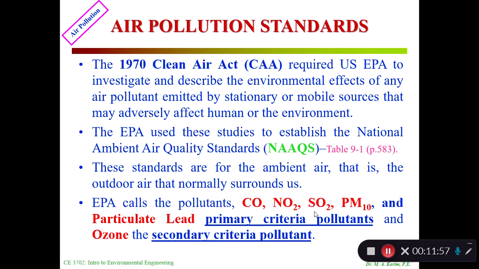EPA calls the pollutants carbon monoxide, nitrogen dioxide, sulfur dioxide, PM10, and particulate lead the primary criteria pollutants, and ozone the secondary criteria pollutant. Primary criteria pollutants are directly generated from the source as they are, and a secondary one is generated based on, say, a combination of two or more things together. For example, most of the time ozone is created by nitrogen dioxide plus oxygen together, then it becomes ozone, O3, in this case.